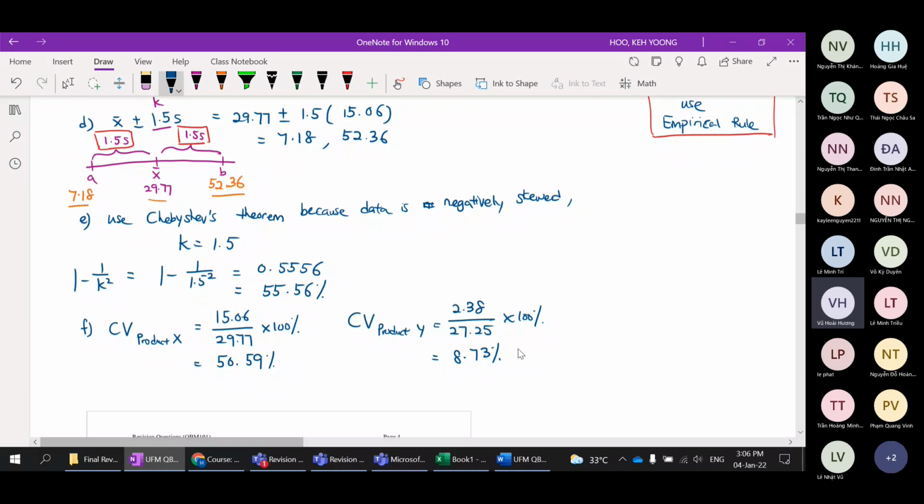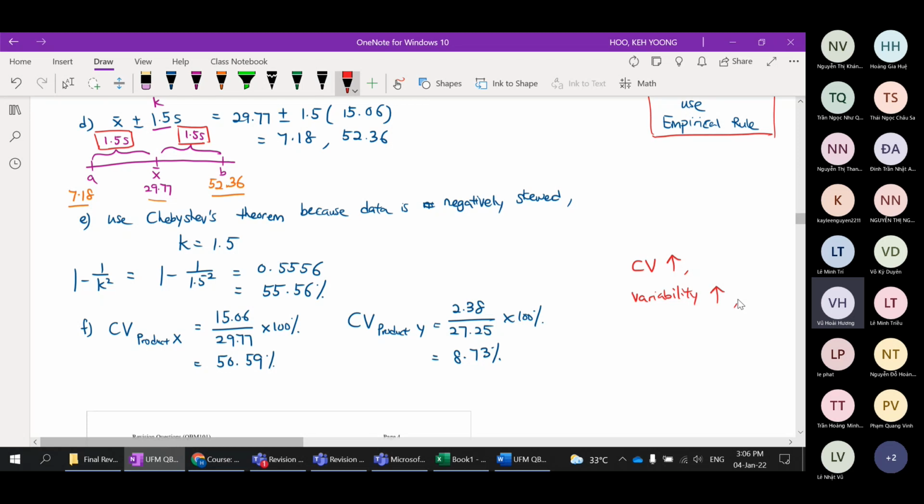So how do you comment on their variability? Which one is higher? The CV for product X is higher, right? So let's write down the general rule first. When the CV is higher, it also has a higher variability.